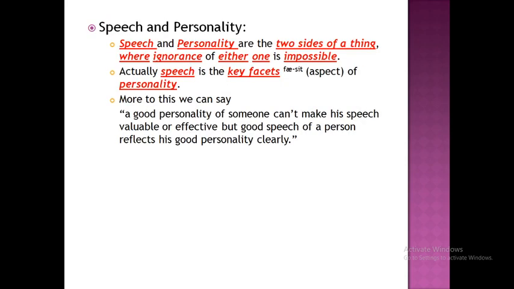Okay, so we have almost reached the last content of this unit, that is speech and personality. What is speech and personality?